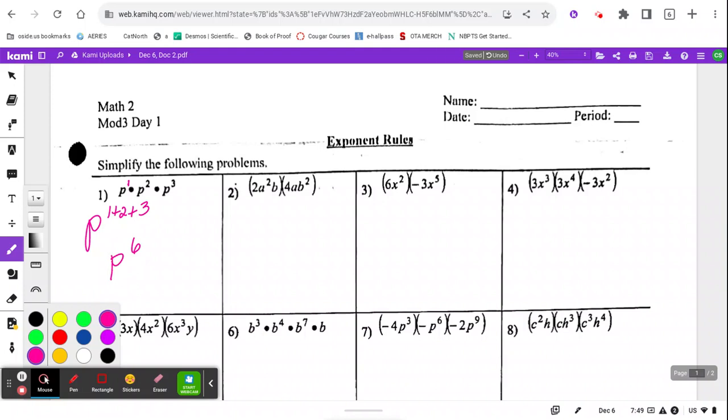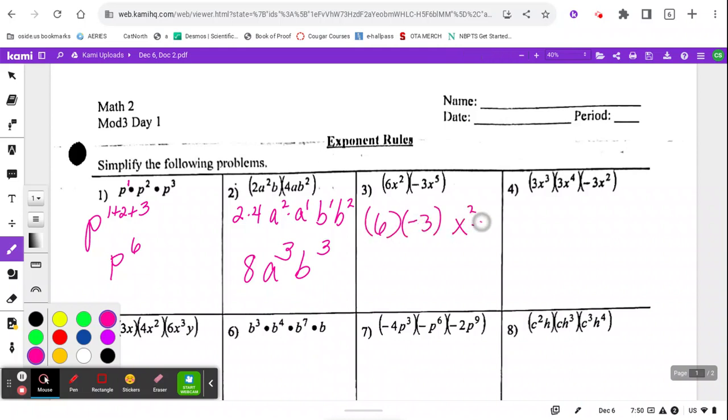The next one has no outside powers outside the parentheses. So we could group this into coefficient times coefficient, a squared times plain a, and b times plain b squared. Now it might be easier for you to see what needs to happen. The 2 times 4 just becomes 8. And then a squared times a to the first becomes a to the third. B to the first times b squared becomes b to the third. There it is. Next one, same thing, let's group it. 6 times -3 are the coefficients, and then x squared, x to the fifth, we're going to be using the add rule. Final answer, -18 x to the seventh.